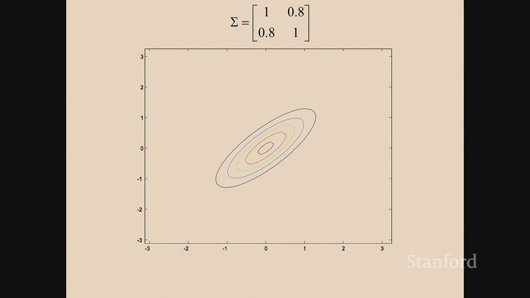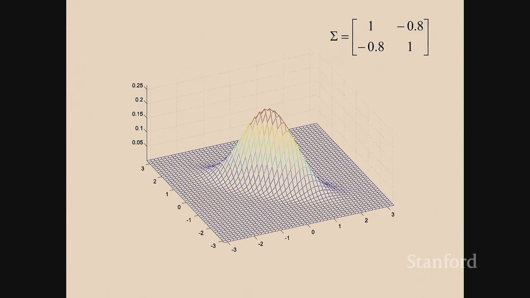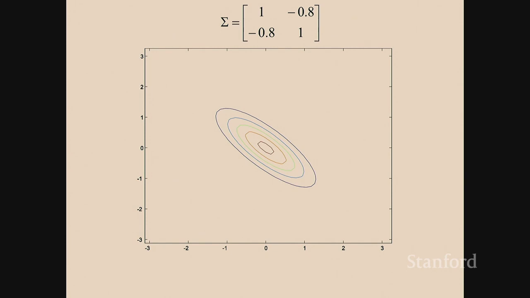Next, let's look at what happens if we set the off-diagonal elements to negative values. What do you think will happen? Let's set the off-diagonals to negative 0.5, 0.5. Oh, wow, people making that hand gesture. Cool. So you endow the two random variables with negative correlation, and you end up with this type of probability density function. In contours, it looks like this, where it's now slanted the other way. So now Z1 and Z2 have a negative correlation, and that's negative 0.8, 0.8.